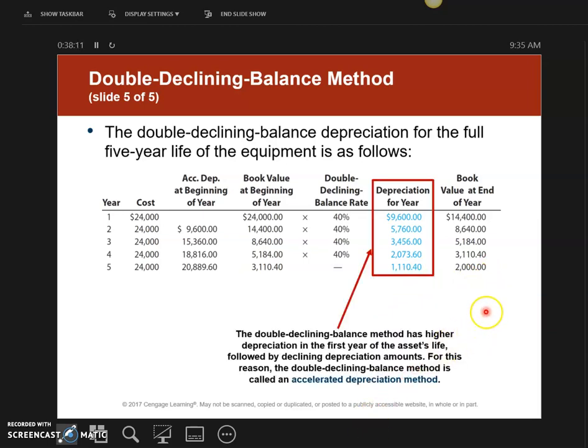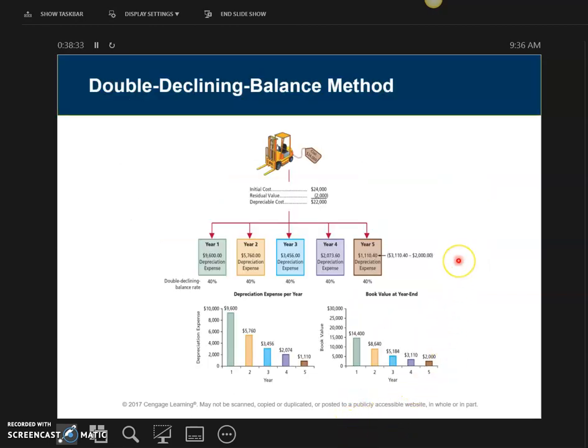Okay? So this is actually called an accelerated method, because you see that I'm actually depreciating very quickly. By the end of year 3, that $24,000 piece of equipment is only worth $5,000 on my books. So most of my depreciation expense is done in the first few years. So this is the hardest one there is. Here's a little chart on this. Here's the depreciation for each year. Here's my book value as I go along. Same information. Here's my depreciable cost. Here's how it's split over each year.